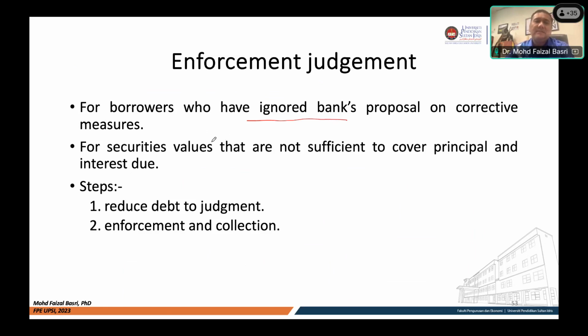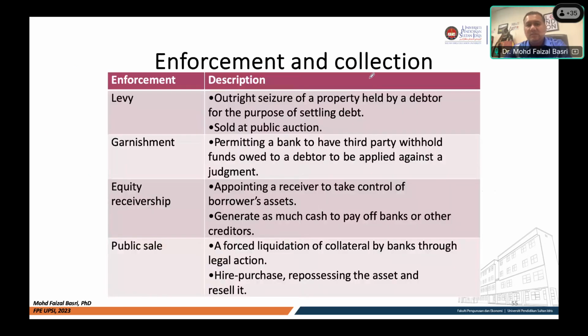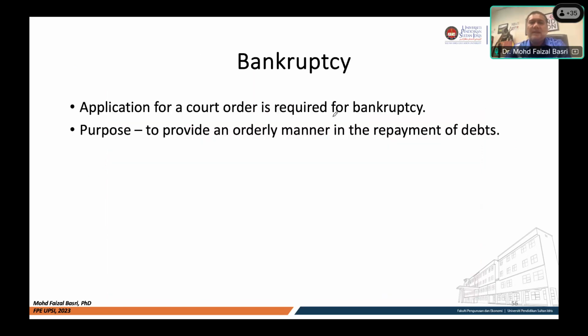Or sometimes, as I mentioned, bila dia dah jual tadi via auction, the value still not sufficient to cover both principal and interest. Pun possible juga lah. So they're gonna use enforcement judgment. So how to do it? Number one, reduce debt to judgment, and second, enforcement and collection. So enforcement menggunakan all of this. You baca what kind of enforcement that they can do, and every enforcement ni ada description ya. Okay, levy and whatnot. And worst case scenario, step number 4 is to file for bankruptcy.